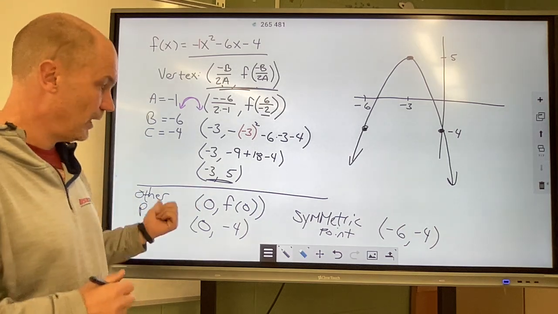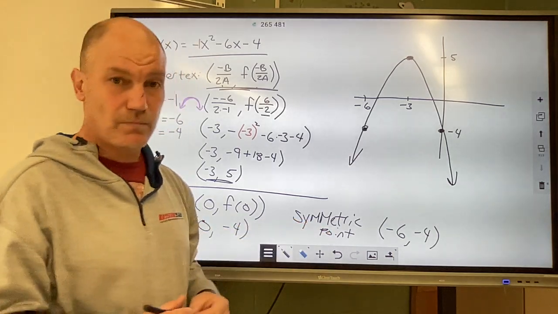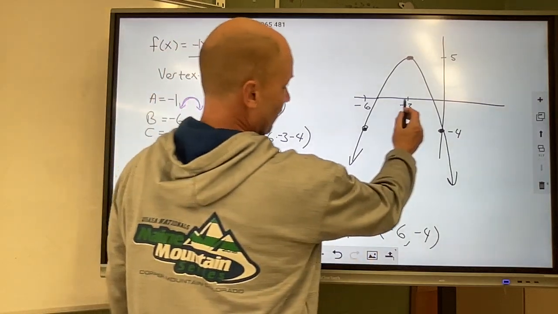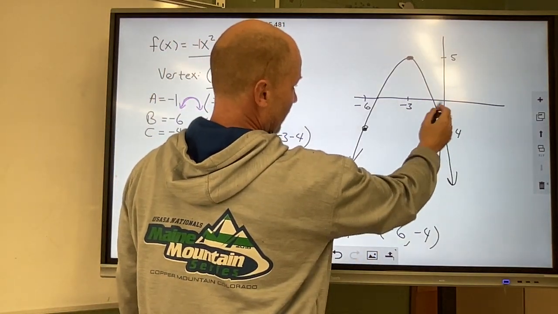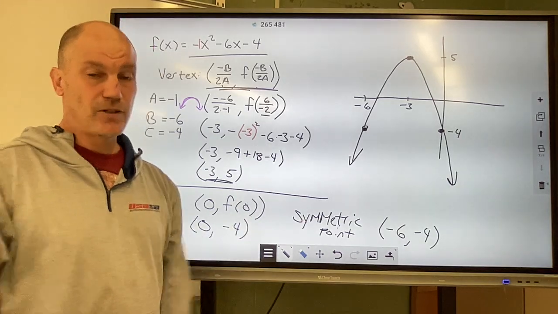And then, so I found my other point, and then I should be able to find my symmetric point from there. So my symmetric point, if I went 3 units to the right of my vertex, then my symmetric point is 3 units to the left, and vice versa if it's somewhere else.